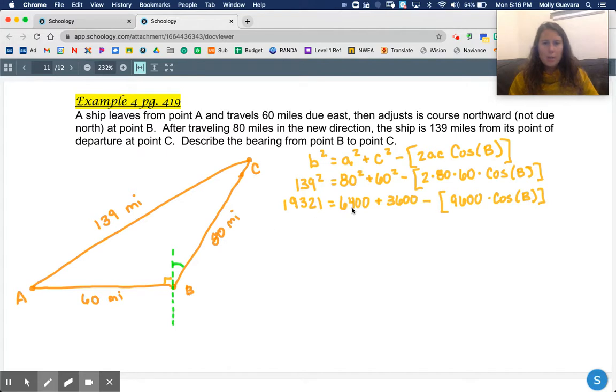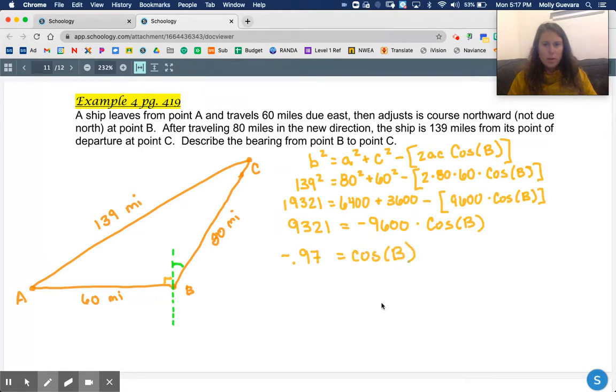All right, so I'm going to subtract the 6,400 and the 3,600. So 19,321 minus the 6,400 minus another 3,600, and I get 9,321 equals negative 9,600 times cosine of b. Okay, we're going to divide by negative 9,600, which gets me negative 0.97-ish.